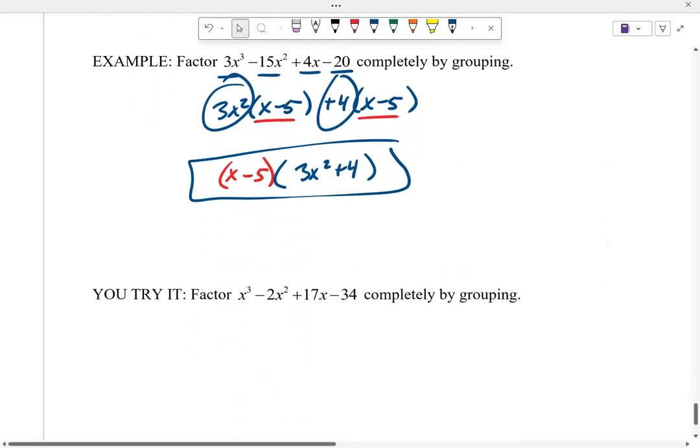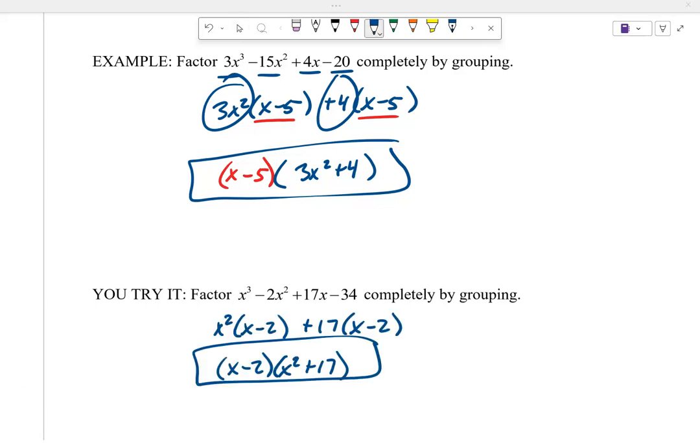And let me have you guys try this last one. Go ahead, check yourself. You should end up with an x minus 2 up front times the quantity x squared plus 17.